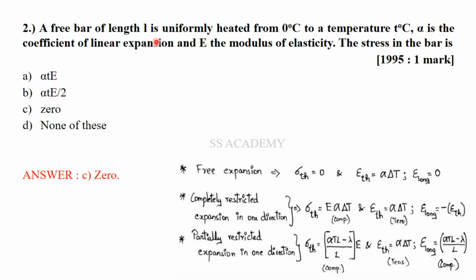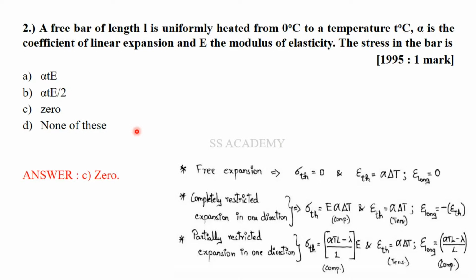A free bar of length L is uniformly heated from 0 degrees Celsius to a temperature T degrees Celsius. Alpha is the coefficient of linear expansion and E the modulus of elasticity. The stress in the bar is... It is a 1995 GATE 1 mark question, and it is clear that it is a free expansion question. So the stress is 0.